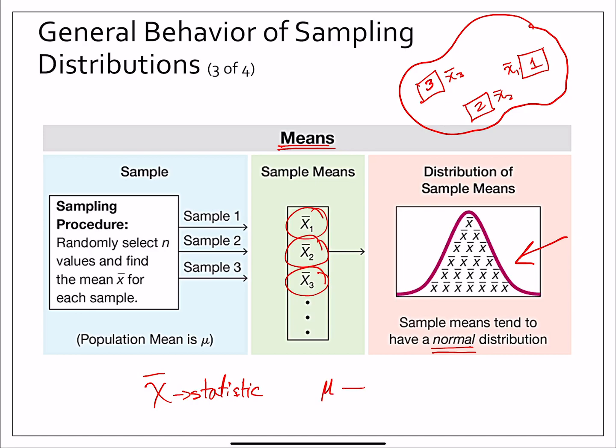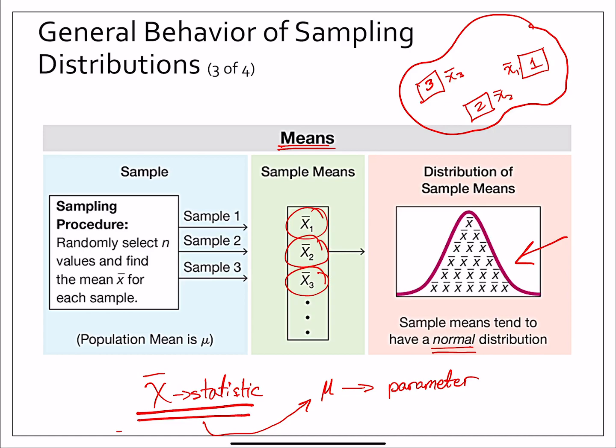Mu is a what? Parameter. Right, so that's mu and X bar. One is a statistic, one is a parameter, but they both are the mean. Now, with the means, I think it's a little easier because we work with the means a lot. The sample means estimate the population mean, right? All of our sample means estimate the population mean.